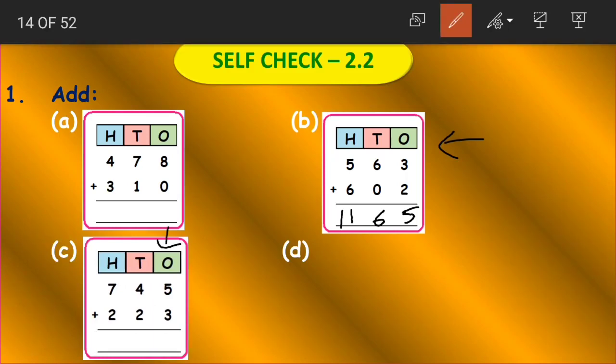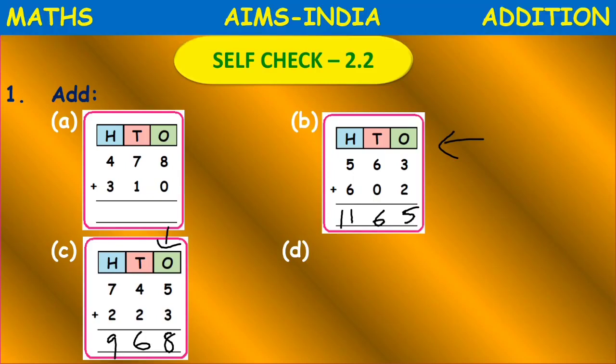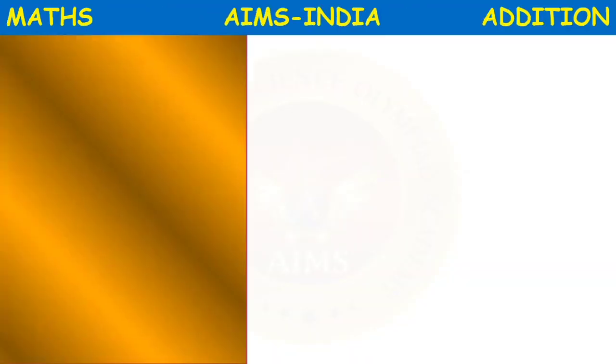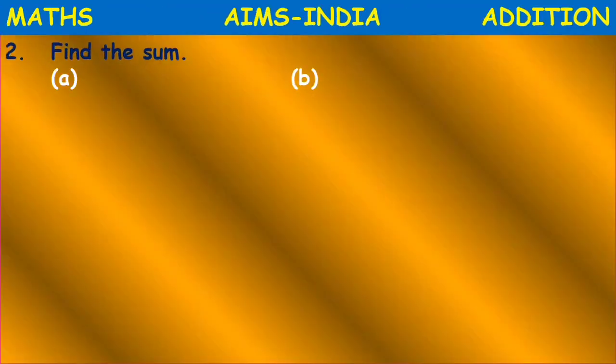From the ones place. 5 plus 3 becomes 8. 4 plus 2 becomes 6. 7 plus 2 becomes 9. Yes children? Yes. Moving on to the fourth question. 0 plus 8 becomes 8. 9 plus 0 becomes 9. 3 plus 4 becomes 7. Yes. Did you get the correct answers? Okay. Moving on to further questions.